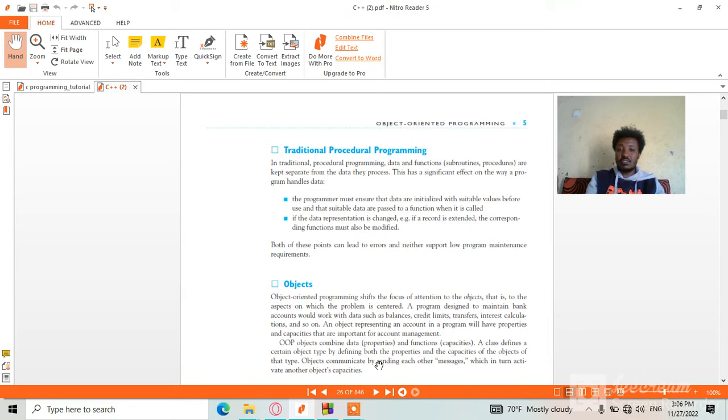handles data, how the data and information we handle when writing a program are managed. The second: if the data representation is changed, the second situation or significant effect is that if the data representation changed, if the record is extended, the corresponding function must also be modified. If you extend the record, many corresponding functions that come with it must be modified.